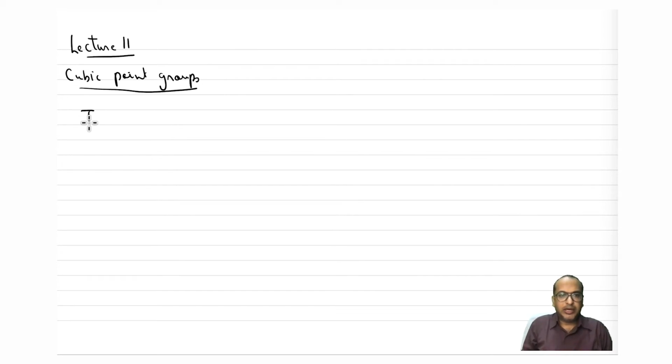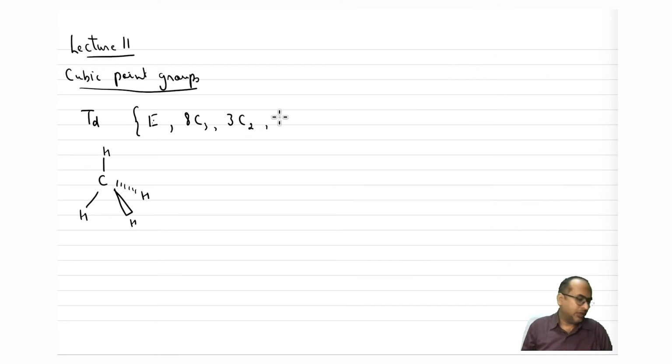So the first one in the category is TD, and the symmetry operations I'm going to list for the TD point group. The worked example for this one, which we have already seen, is the famous methane molecule, tetrahedral, right? Now there are 8 C3 operations, then we have 3 C2s and 6 S4s and 6 sigma Ds. The total number of operations is 24.